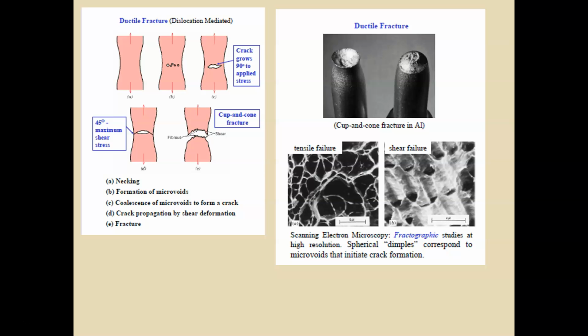Small microvoids start to develop. C. The microvoids combine to form a crack at 90 degrees. D. 45-degree angles form as the material reaches its maximum shear stress. And then E. We have complete failure and fracture of the material. The second slide shows the cup and cone fracture in the aluminum. Fractographic photos show the voids in tensile failure versus shear failure.